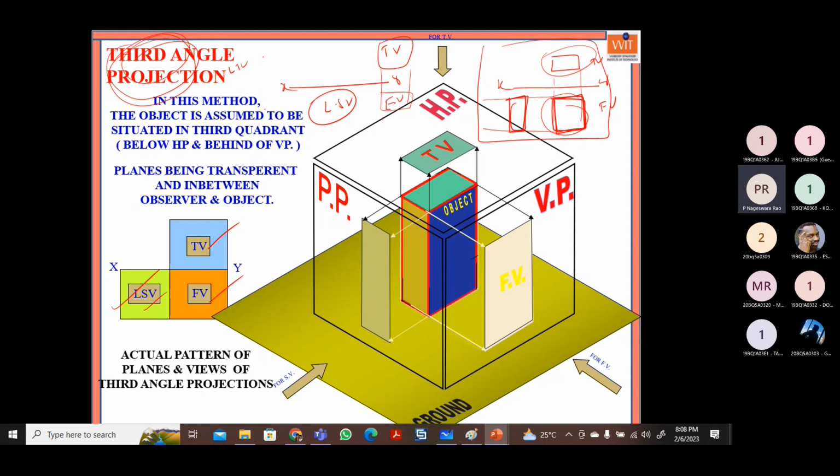Similarly, okay, I will complete. Let us convert some of the object, how to convert the 3D to 2D.